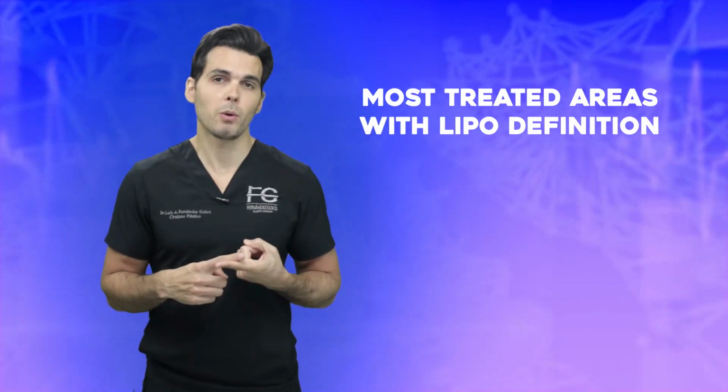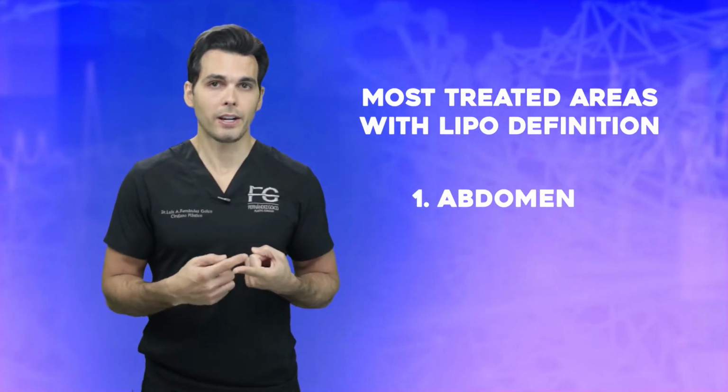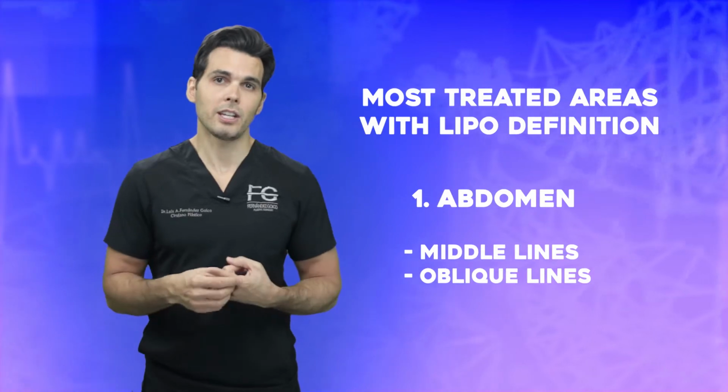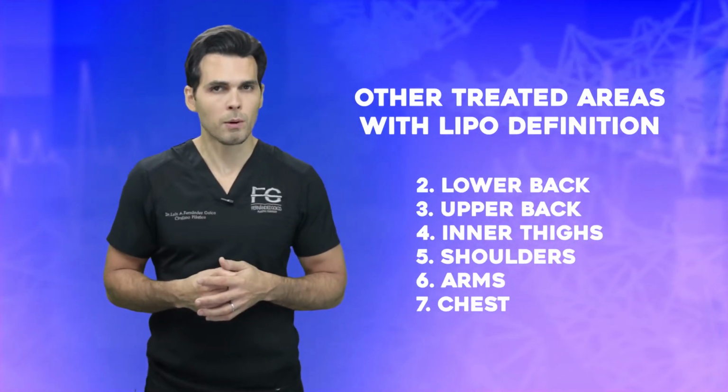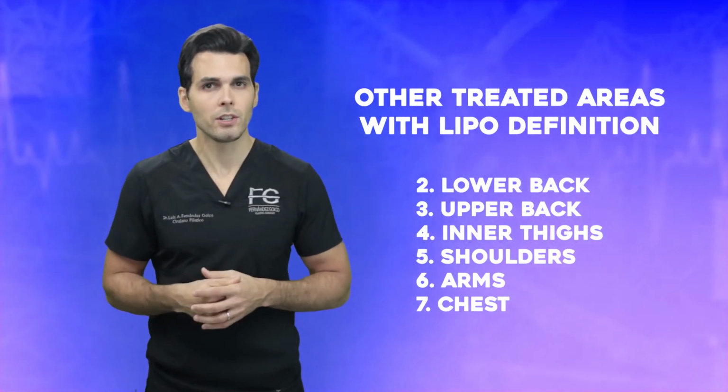Number one, it's always going to be the abdomen, where we can define the middle line and the oblique lines and make a much fitter abdomen. Other areas where we can achieve lipo definition are the lower back and upper back, inner thighs, shoulders, arms, and in the case of male patients, the chest.